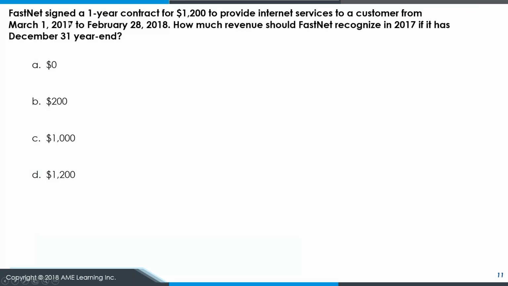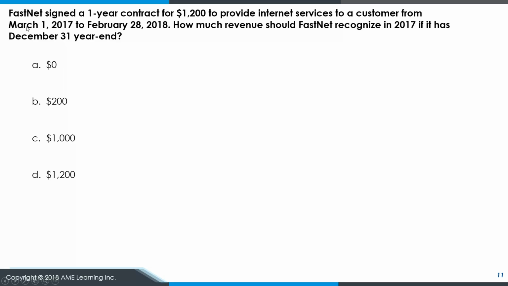Okay, we'll look at a quick question here. So if we have this company that signed a 1-year contract for $1,200, so $100 a month basically, to provide internet service to a customer from March 1st, 2017. So starting in March all the way through to February of the following year, how much revenue should we recognize in 2017 if the company has a December 31st year end?